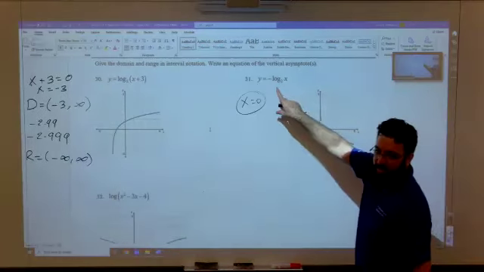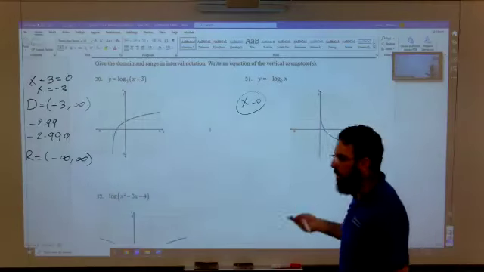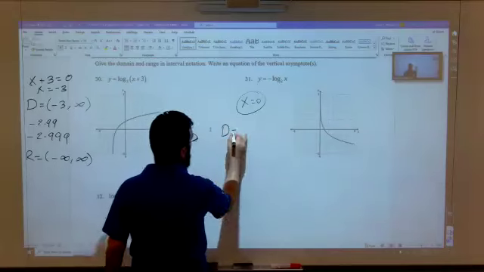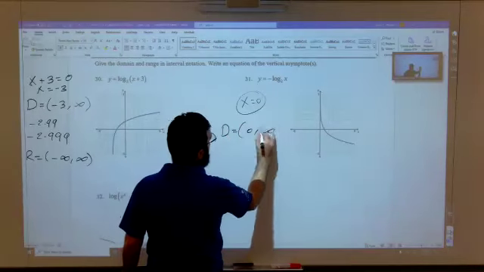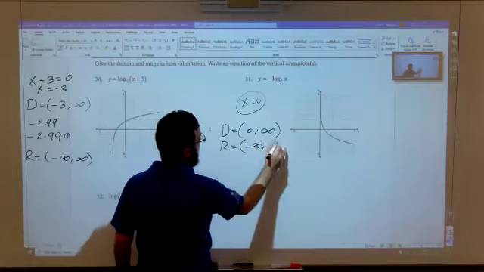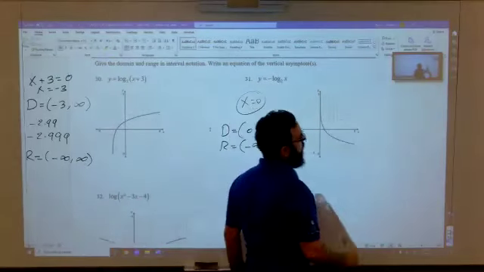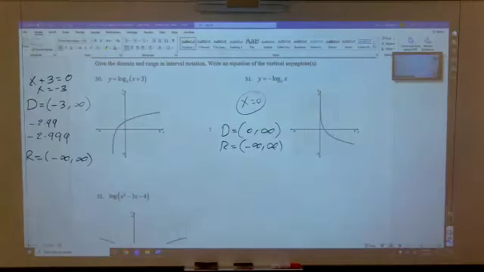That's the negative sign. But the main thing here is we need to find the domain. The domain starts from 0 to infinity. What about the range? You can tell from the graph this one goes from negative infinity to positive infinity, and the vertical asymptote is 0. Is that okay? I think that's it. Don't worry about the last one.